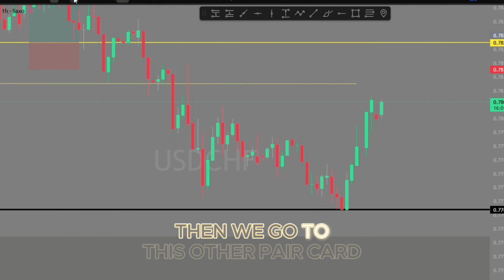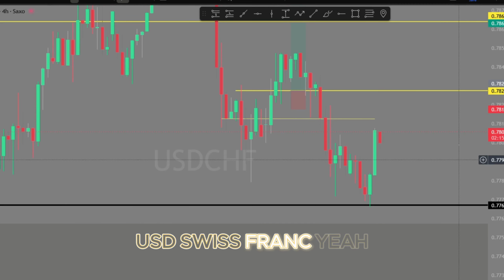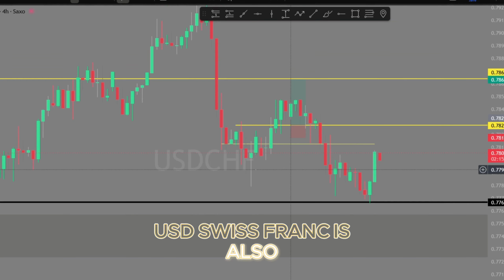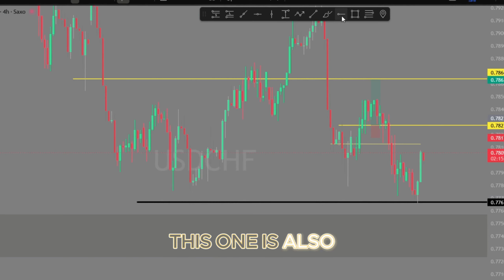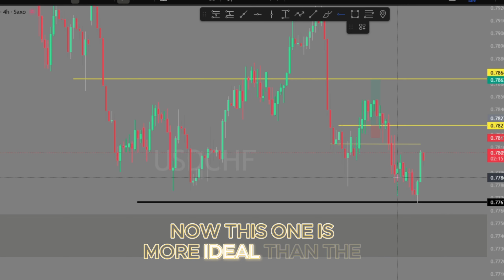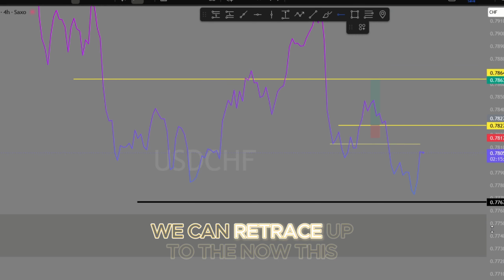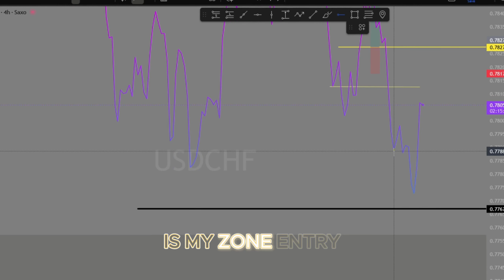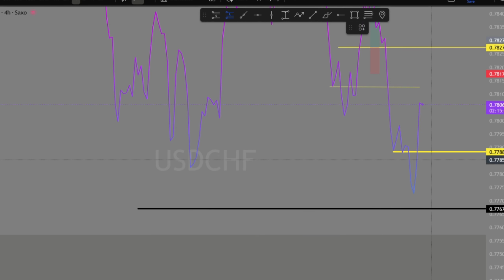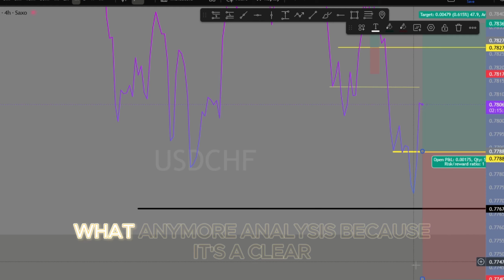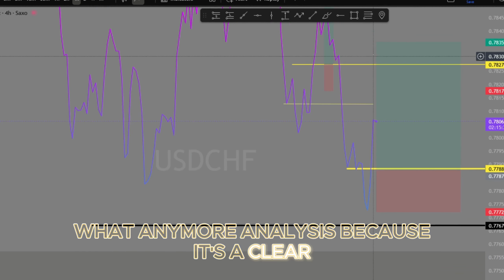Then we go to this other pair, USD Swiss franc. USD Swiss franc is also turning bullish. Now this one is more ideal than the other, so we can anticipate that we can retrace up to, now this is my zone entry. I will enter around here. In fact, this one doesn't need any more analysis, because it's a clear buy.